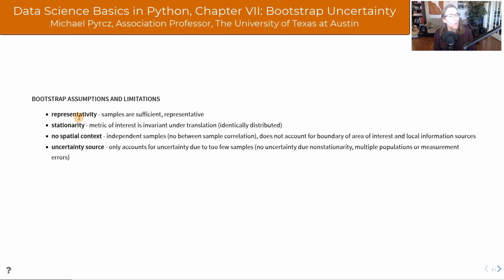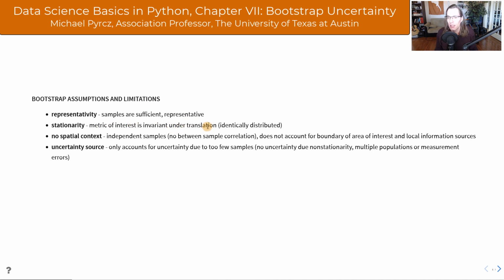First of all, representativity. Samples are sufficient and represent. If you're working with 7 data or less, or even 12 or something, you don't do this. You don't have enough samples to really know the data distribution. And if the samples are biased, it will result in bias in the uncertainty model. The bias is going to be transmitted right through.